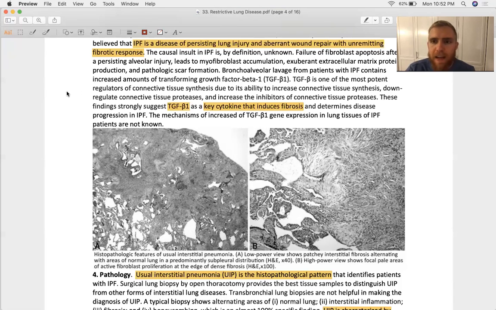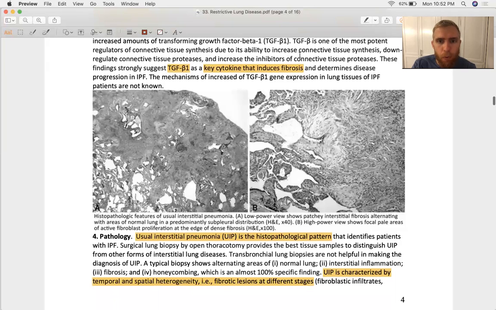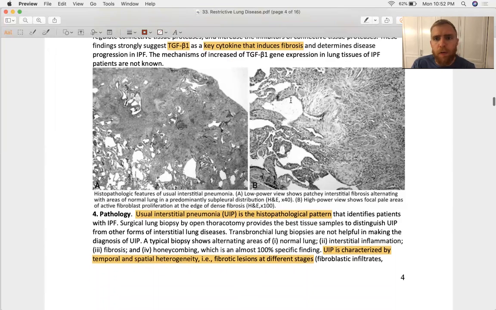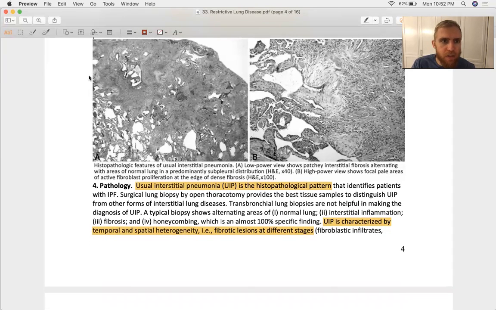Failure of fibroblast apoptosis leads to myofibroblast accumulation. So that's going back to telomerase. If these fibroblasts are sticking around for too long, well, then you get a lot of fiber. Again, TGF beta is very important. It induces fibrosis. And how do we get TGF beta into macrophages? And what cells does TGF beta act on? Fibroblasts.